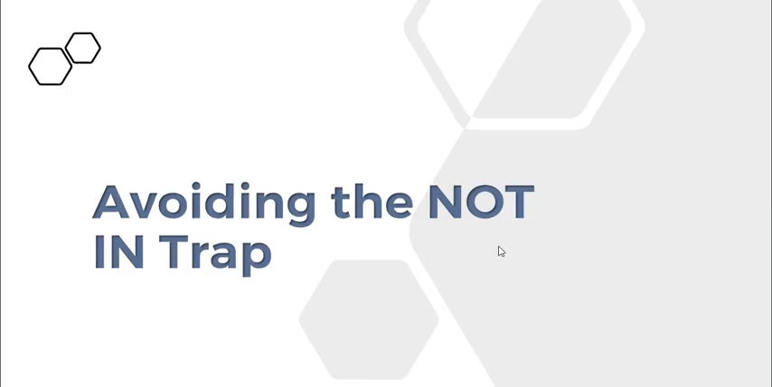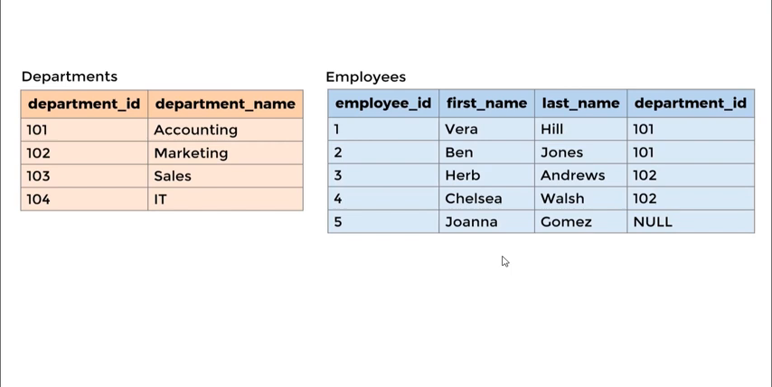Let's see later: avoiding the NOT IN trap, like the NOT IN operator. Here, first we are going to cover what that NOT IN trap is, then we are going to go through a few different examples and a few ways that we can avoid it, right? All right, let's go straight into an example.